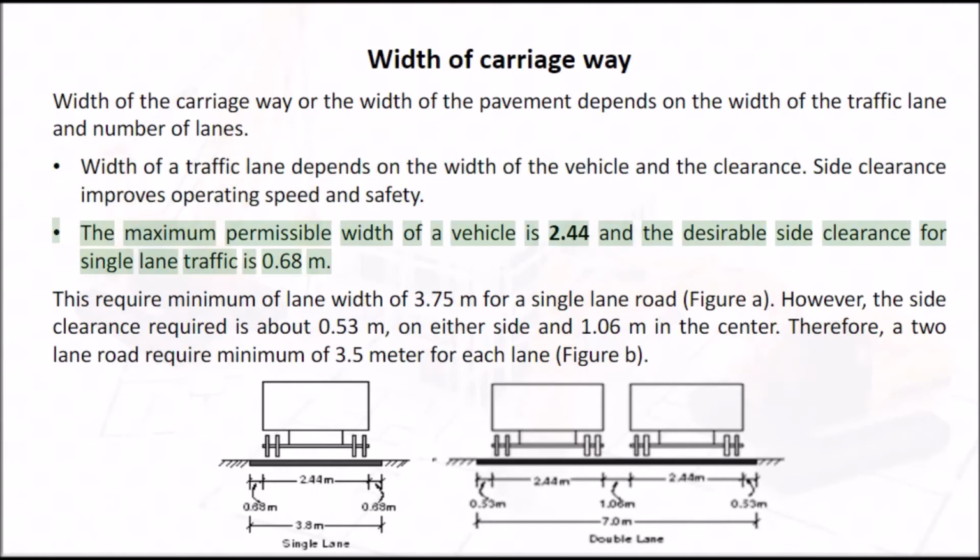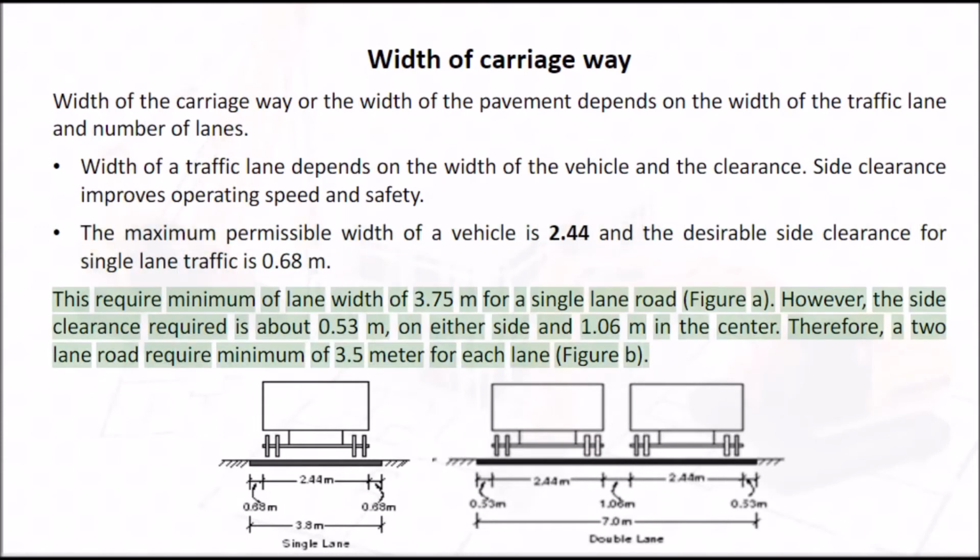The maximum permissible width of a vehicle is 2.44 m and the desirable side clearance for single-lane traffic is 0.68 m. This requires a minimum lane width of 3.75 m for a single-lane road, figure A. However, the side clearance required is about 0.53 m on either side and 1.06 m in the center. Therefore, a two-lane road requires a minimum of 3.5 meters for each lane, figure B.